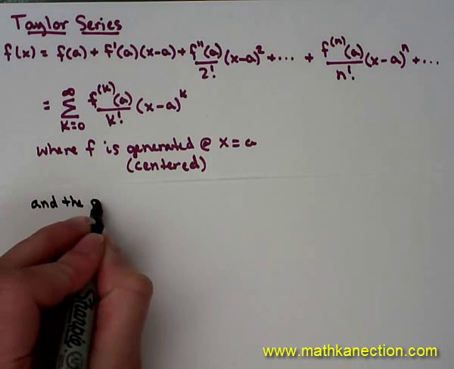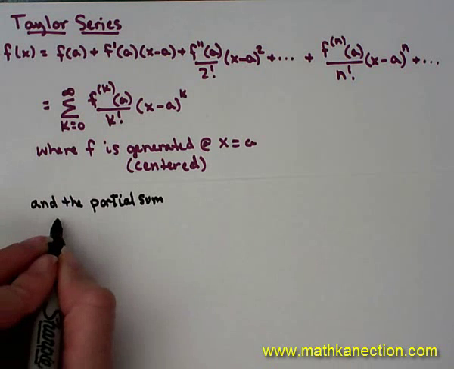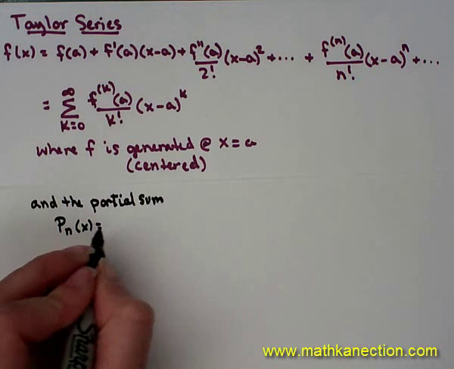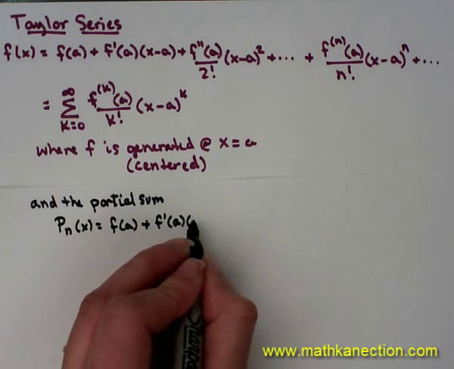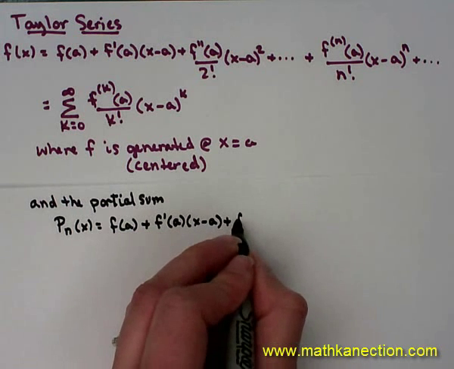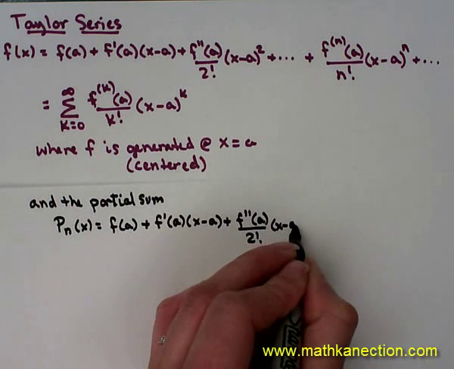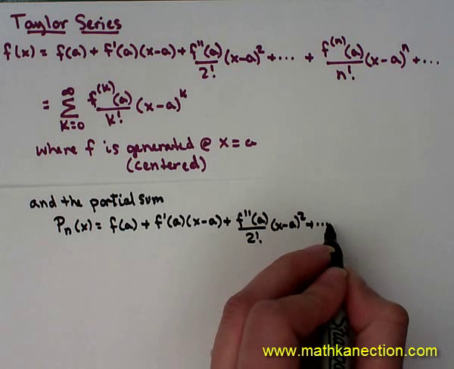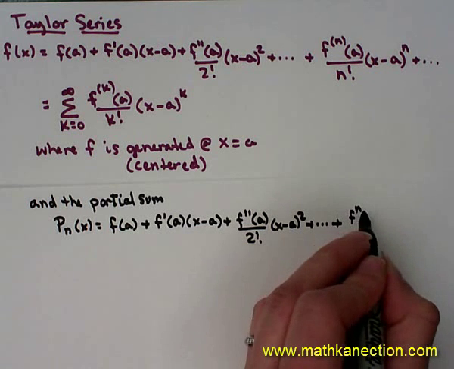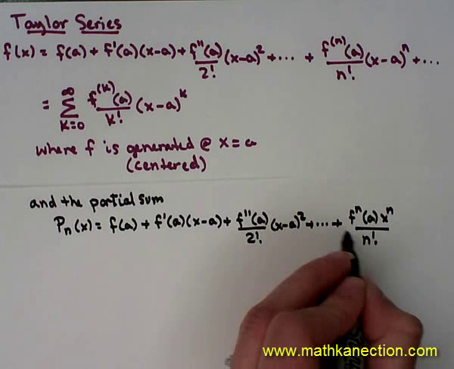And then if you look at the partial sum, so only adding up n number of terms, so P sub n of x, that's the partial sum, is f of a plus f prime of a times (x minus a) plus f double prime of a over 2 factorial times (x minus a) to the second. And that's adding all the way up until only the nth term. So that's the nth derivative of f at a, (x minus a) to the n over n factorial, and not going to infinity, but just going until n.